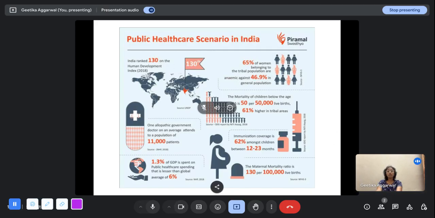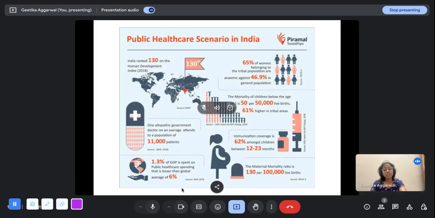India is ranked 130 on the Human Development Index, right? And there is one allopathic government doctor on an average which attends to 11,000 patients. So only one government doctor, on an average, attends 11,000 patients, which you can imagine is a lot of patients, right? Then 1.3% of the GDP is spent on public health care, which is very less compared to the global average of 6%.